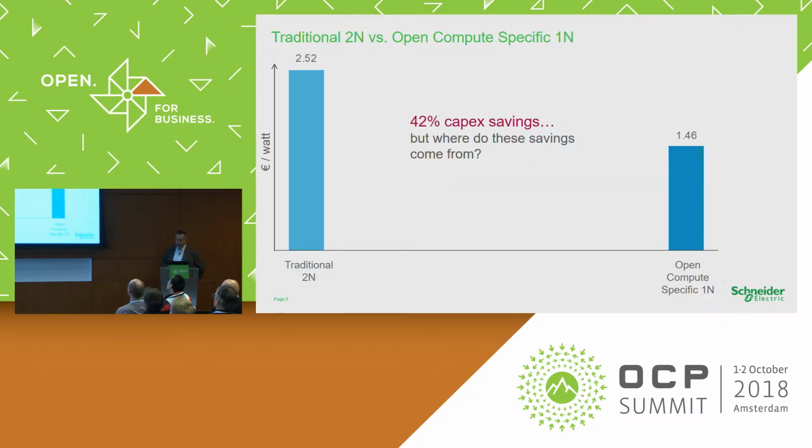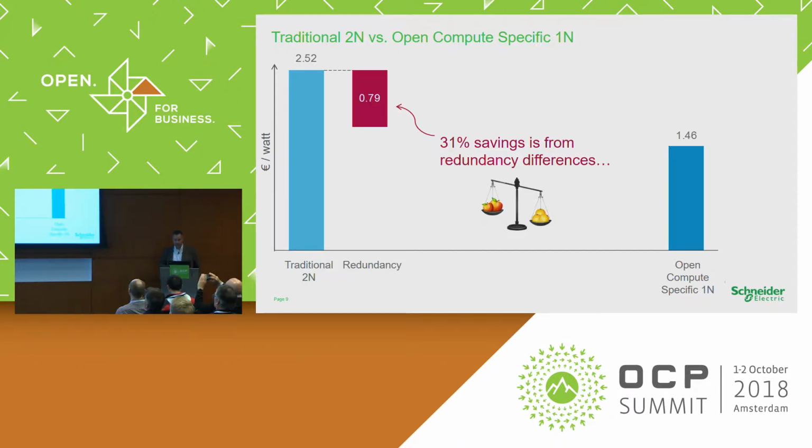So what do you get in savings, and where do the savings come from? So we'll do a little waterfall. On the left is what your euros per watt would be for the 2N data center. And you can get 42% CapEx savings here, right down to the 1.46. So a big chunk of the savings is when you get rid of all that redundancy, and that kind of makes sense, right? The whole 1/2 that you have for the 2N architecture.